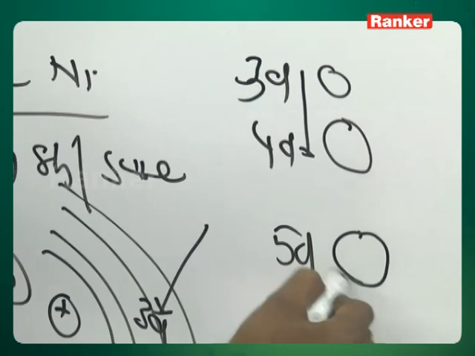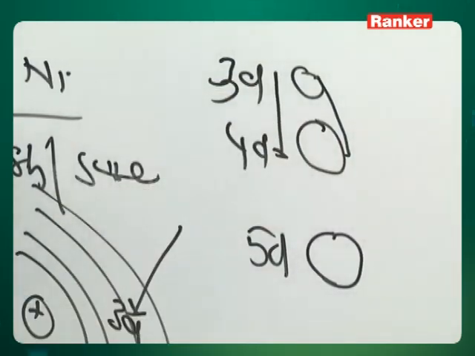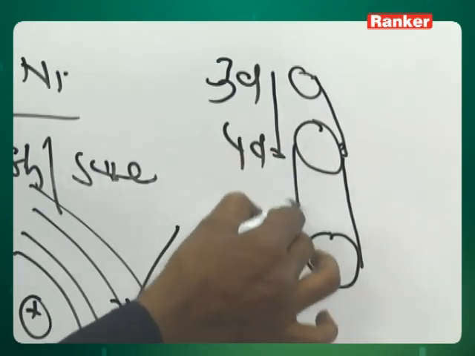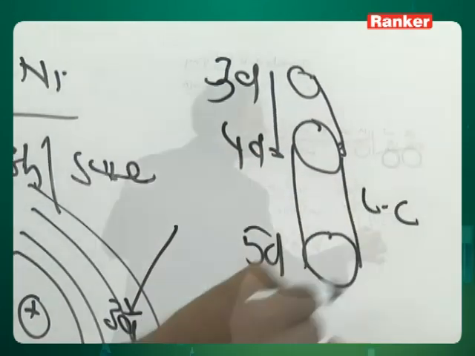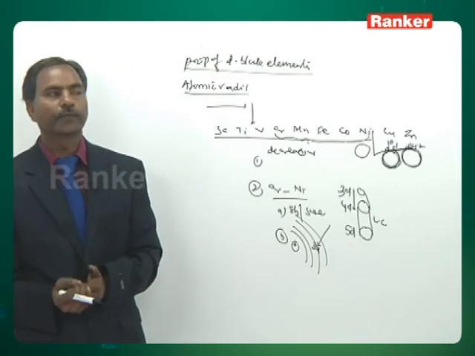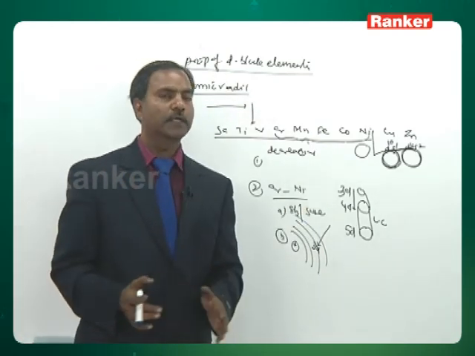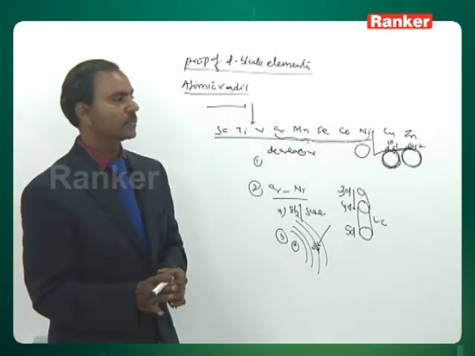Look at here, from 3D to 4D you are observing an increase, but from 4D to 5D the atomic sizes are remaining more or less the same. This is due to what reason? Lanthanide contraction. It is due to lanthanide contraction. The 4D and 5D elements are having more or less the same sizes.